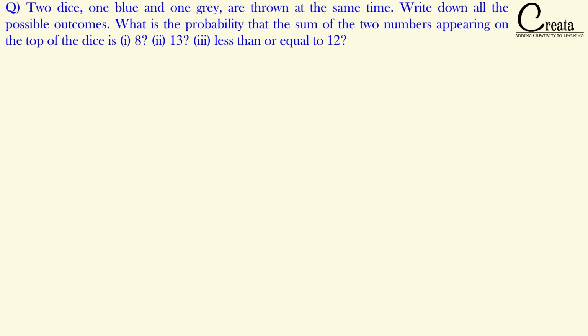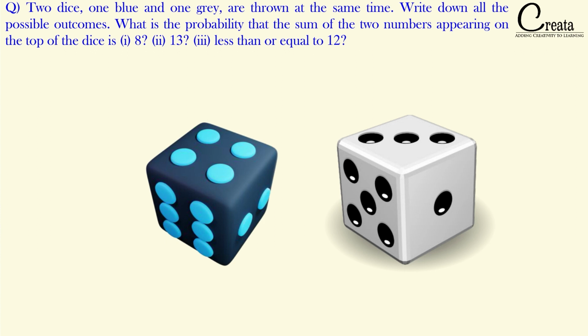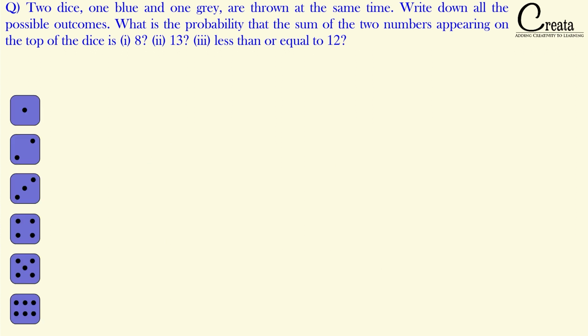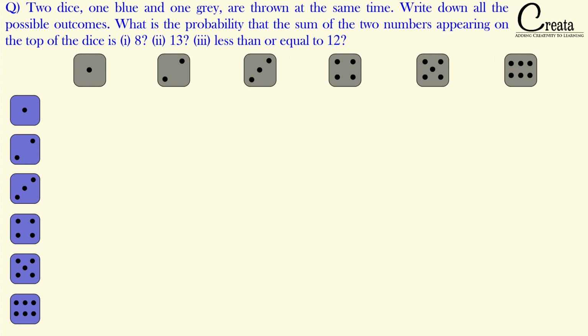Let's observe the question. The question is having 2 dice, one blue and one gray, and both are rolled at the same time, that is thrown at the same time. We have to find the probability that the sum of the 2 numbers appearing on the top of the die is, 3 conditions are given. That is, the sum should be 8, the sum should be 13, and the sum should be equal or less than 12. Firstly, let's see what are the various outcomes that we can get while throwing the 2 dice.